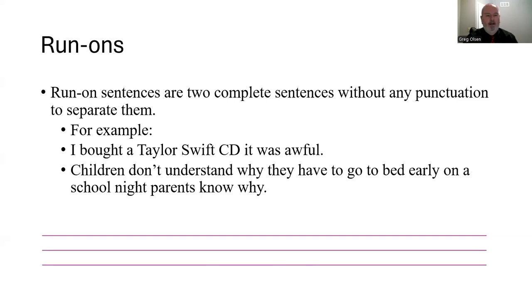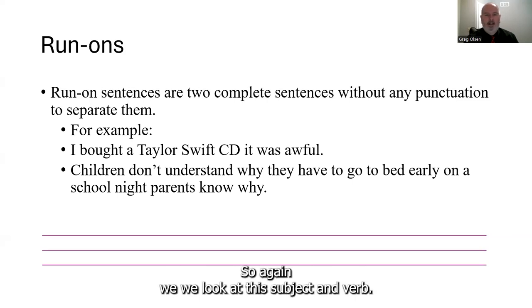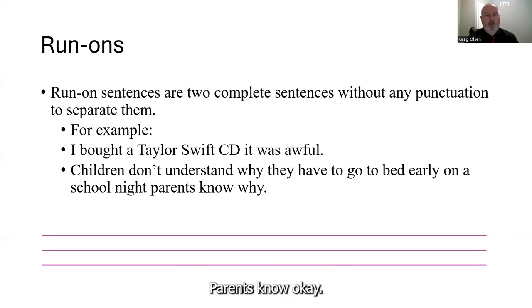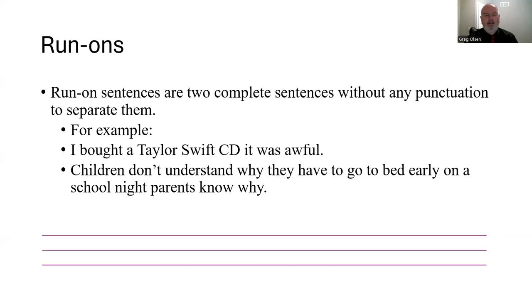Children don't understand why they have to go to bed early on a school night. Parents know why. Okay, so again, we look at this subject and verb. Children do understand. So not is not going to be a verb. So the verb is actually do understand. And then we get a new subject and verb much later in the sentence. Parents know. Okay, so because we have two sentences there, or two independent clauses, we need some type of punctuation in between.